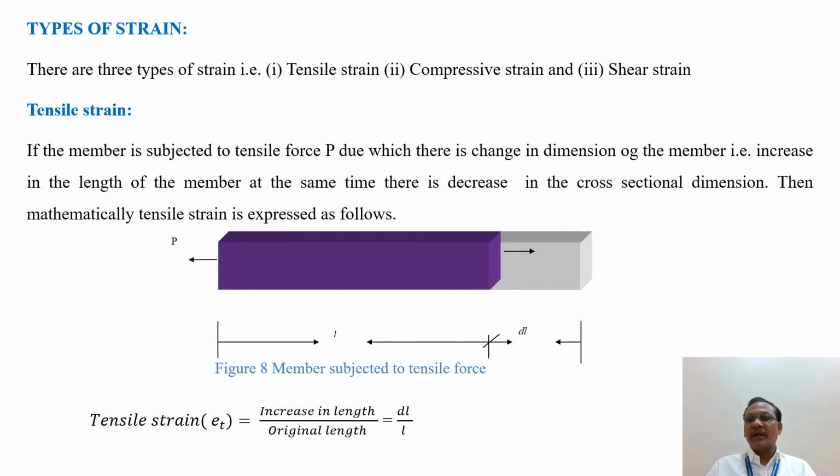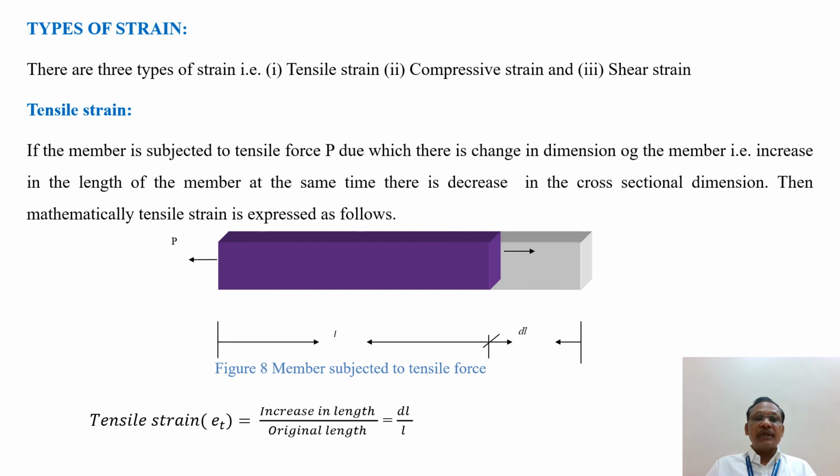decrease in the cross-sectional dimension, then the mathematical tensile strain is expressed as follows, that is tensile strain is equal to increase in the length divided by the original length, which is equal to change in length upon original length. So change in length is nothing but the increase in length divided by the length.